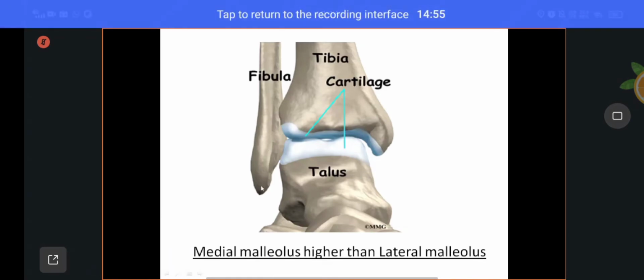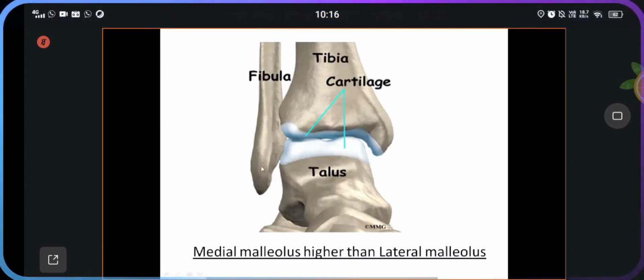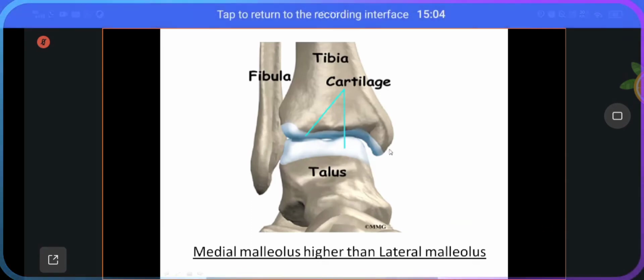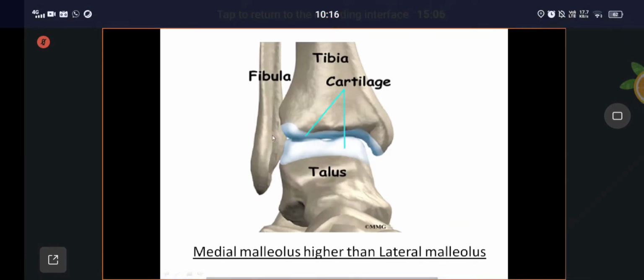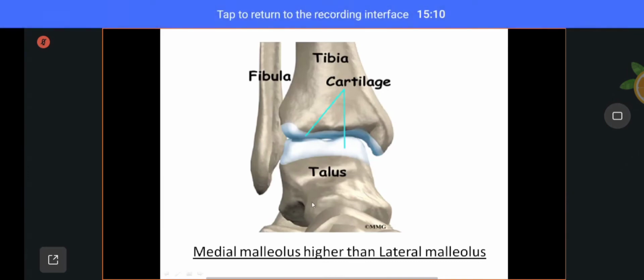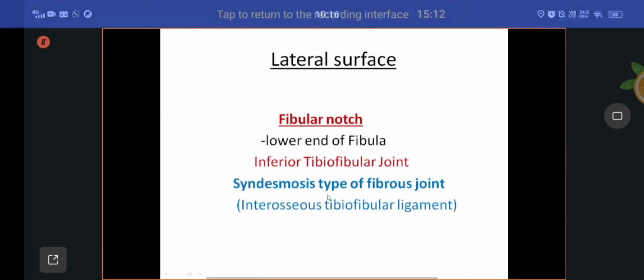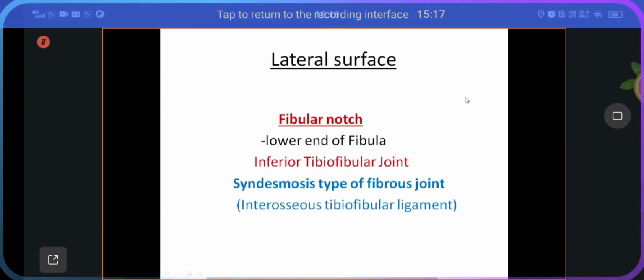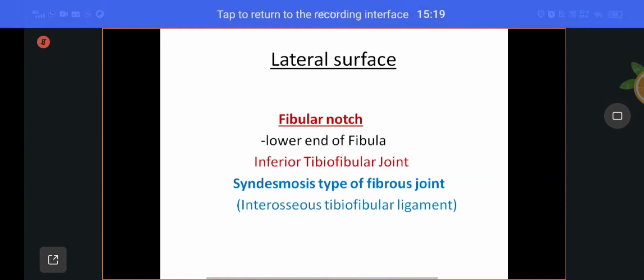The medial malleolus is higher than the lateral malleolus. I told you these things are very, very important. The lateral malleolus is at a lower level than the medial malleolus, like the radial styloid process is at a lower level than the ulnar styloid process. Both are lateral bones. The radius is lateral and the fibula is also lateral in position.